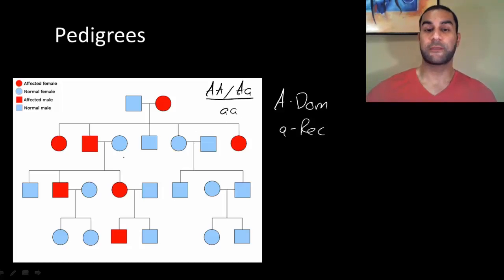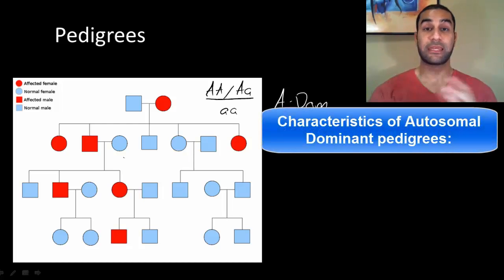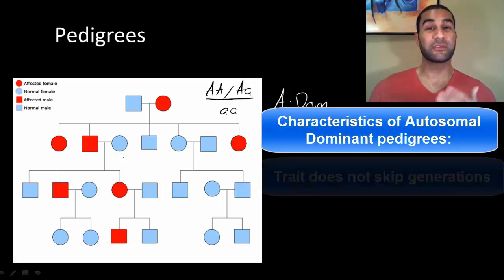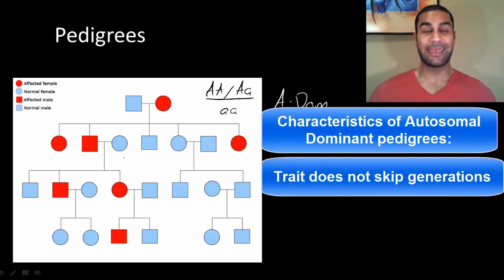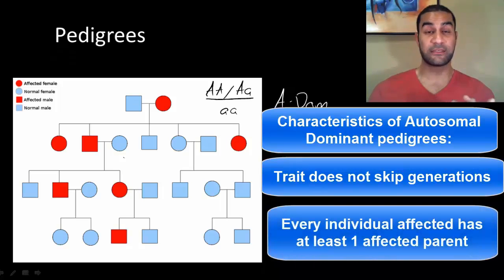So the dominant trait is fairly common. If you see within any given pedigree that the people that are affected are found in every single generation, and every individual affected has at least one parent that's also affected, then we're dealing with an autosomal dominant trait. In this case, you can see that's true. With the exception of this top generation, where we don't know about her parents, every affected individual has at least one parent that was affected as well. There's not any situation where this skips a generation.